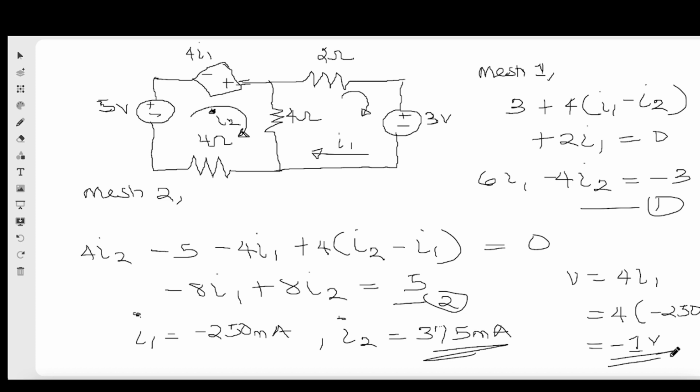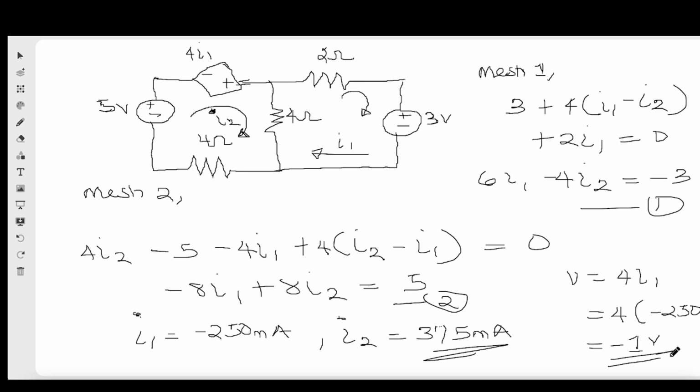Then, if it is a planar circuit, the next step is to count the number of meshes. Then label each of the meshes with a current, that is, designate a mesh current to each mesh. After that, the next step is to write a KVL equation around each mesh. That is very, very simple to understand.